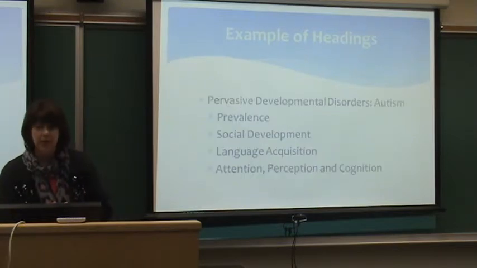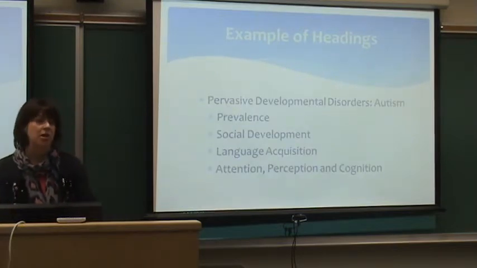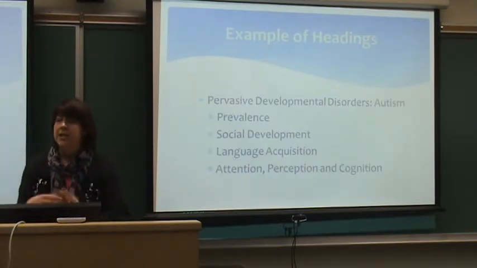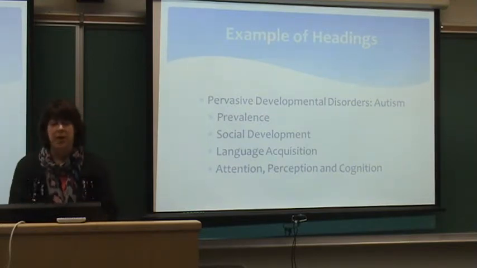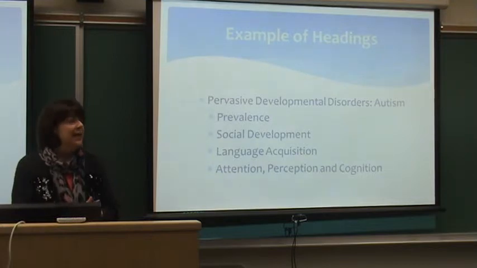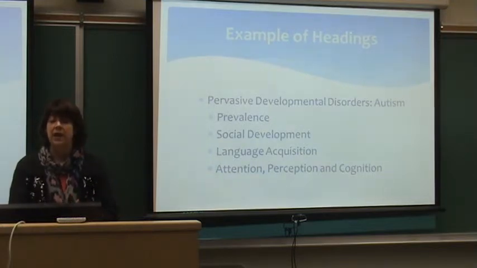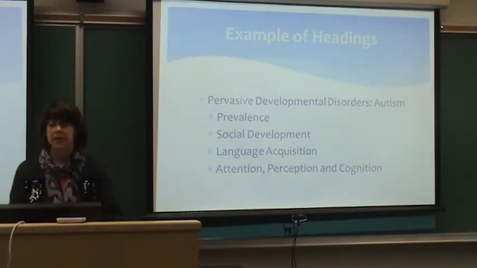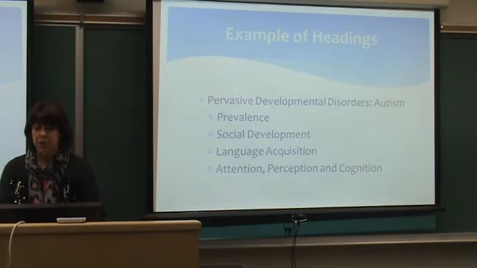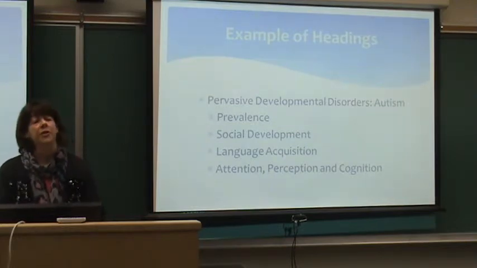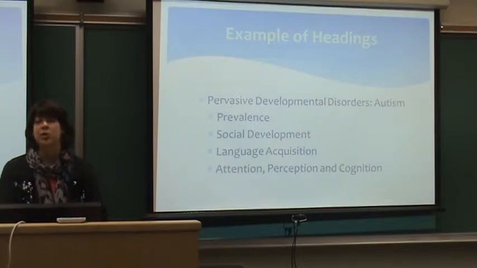So let's look at another group of headings. I took this just from a psychology textbook. Now, as international students, many of you may not be familiar with these terms, and that's okay at this point. So, the heading itself is Pervasive Developmental Disorders, Autism. The subheadings are Prevalence, Social Development, Language Acquisition, Attention, Perception, and Cognition. So your first step is to find out what all those words mean.